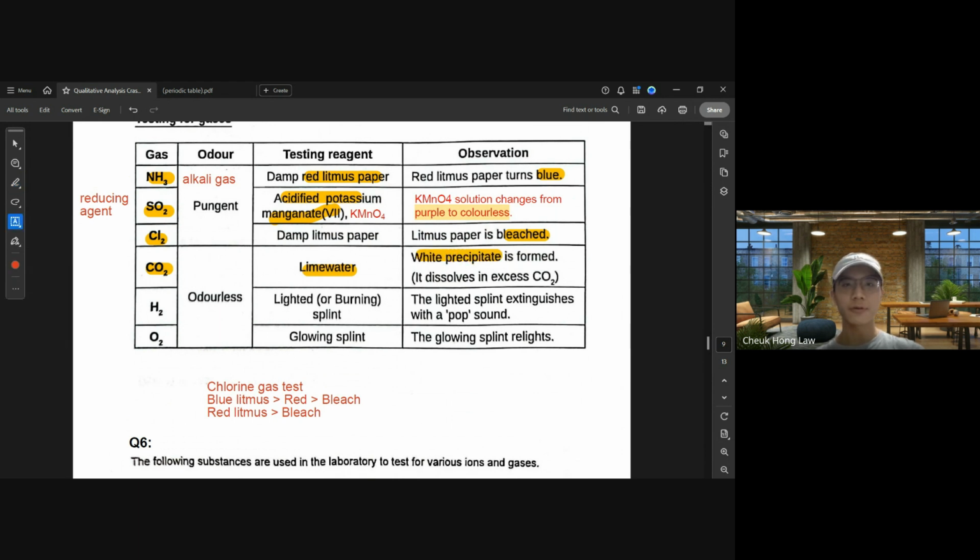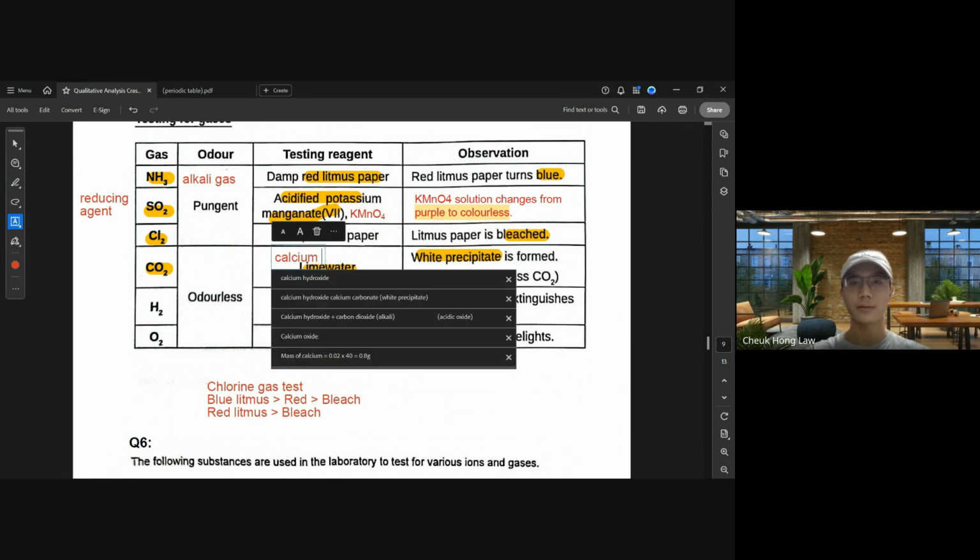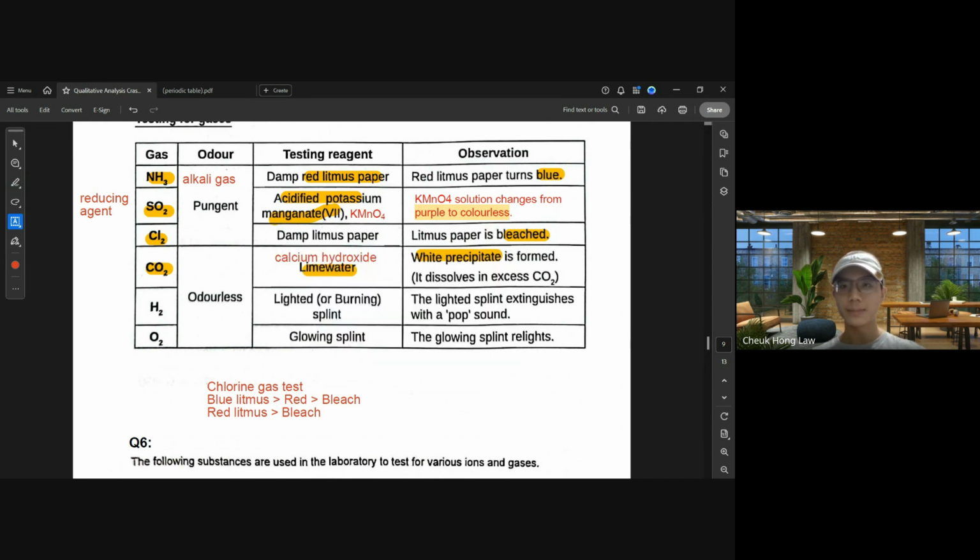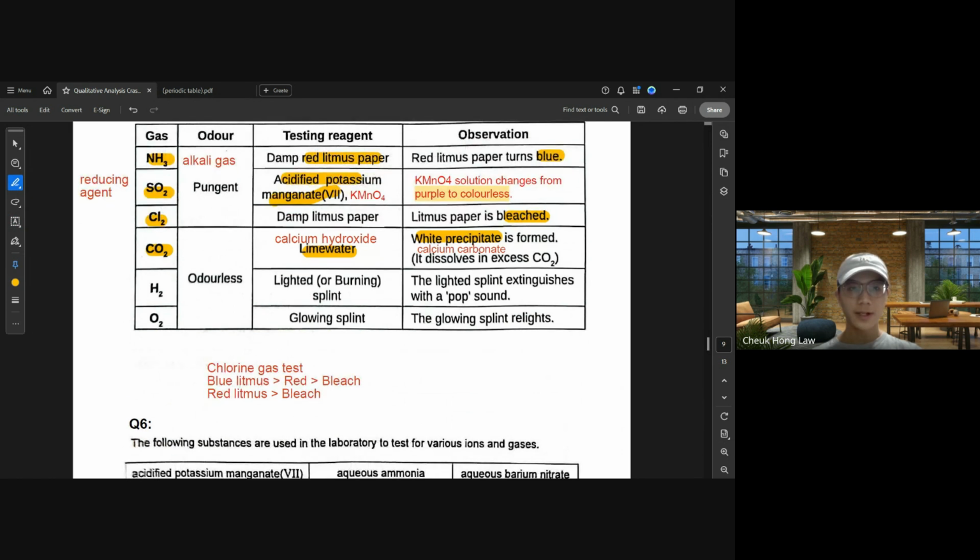Okay, so just a reminder, lime water is calcium hydroxide, and the white precipitate is calcium carbonate. Okay, so your calcium hydroxide reacts with carbon dioxide, alkali plus acid to give you a salt, which is calcium carbonate. Right. Then finally, hydrogen and oxygen, these two, they are quite similar, so don't get confused.